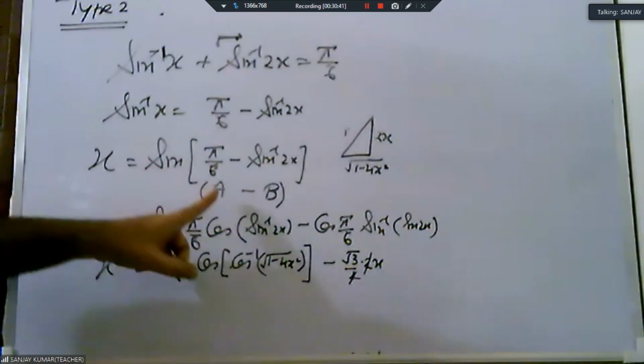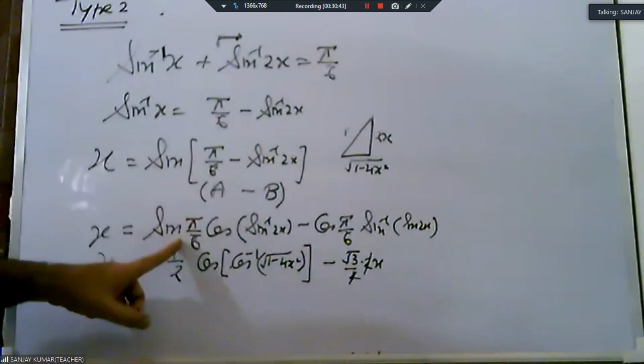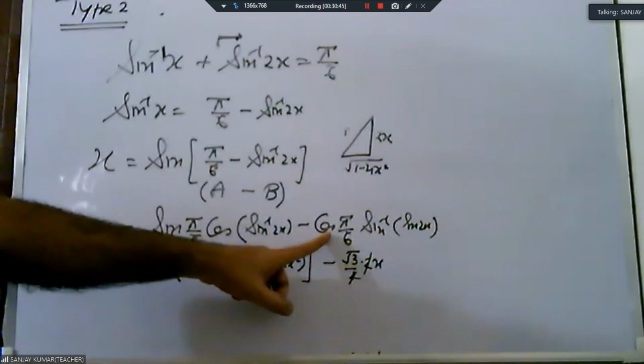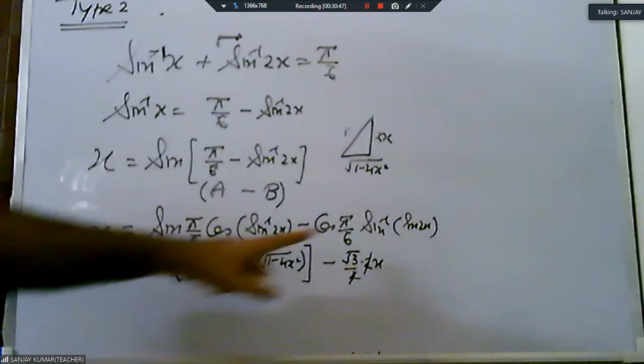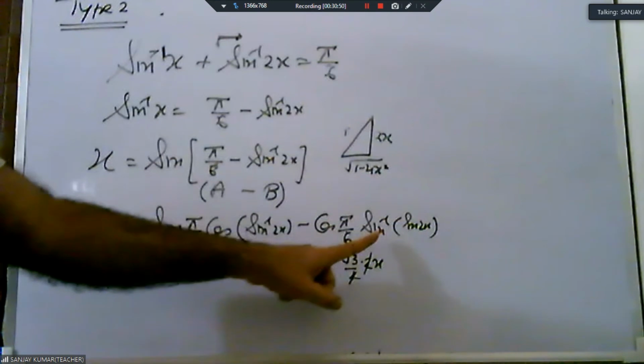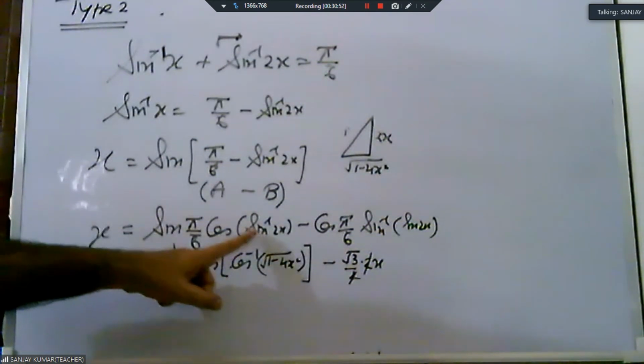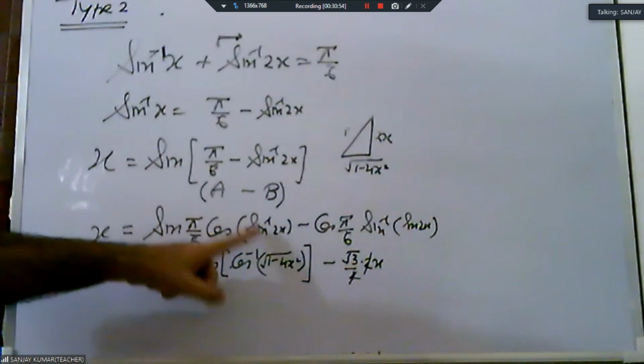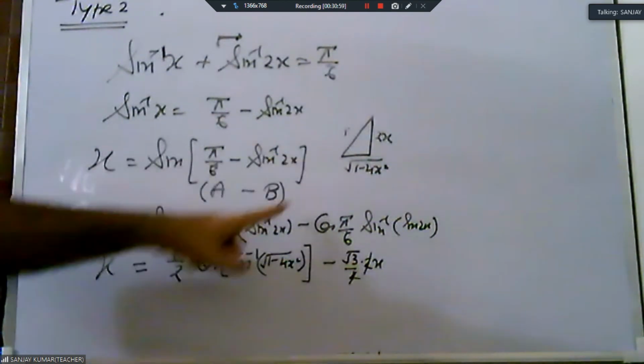Okay. Then we apply the formula sin(A minus B), which is sin A cos B minus cos A sin B. Now this sin is cancelled with the sin because both have sin. But this time we have this sin and this is cos, so if it is cos, then it will not cancel. So we convert by the help of a triangle.